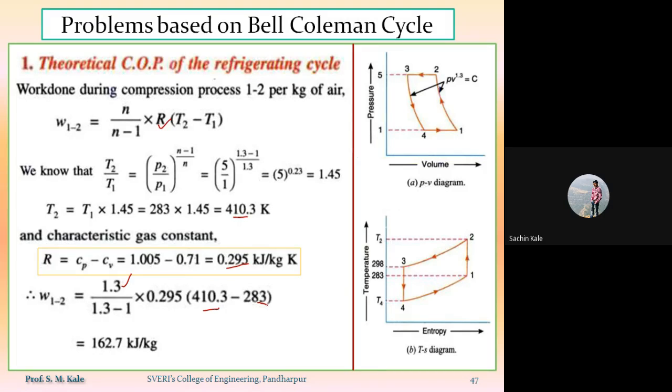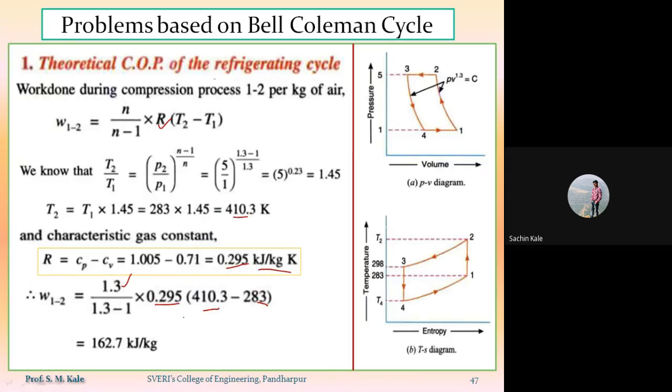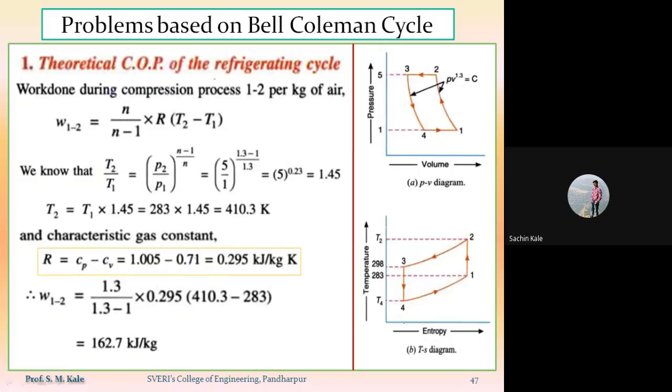Now what will be the unit? Here, as we are taking the value of R in terms of kilojoule per kg Kelvin, and the value of temperature in terms of Kelvin, the Kelvin will get cancelled, and we will get the value of W1 to 2 in terms of kilojoule per kg. So this is the value of W1 to 2.